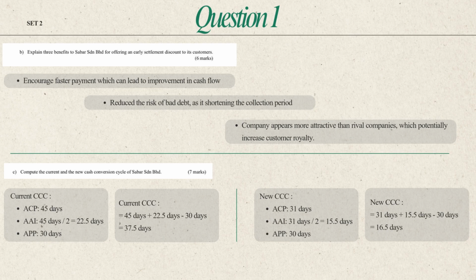Next is to calculate the new CCC. We are using the new average collection period, which is the 31 days we found in part A. We will add the new average inventory days, which is found by dividing 31 days by 2, which equals 15.5 days, and we will total the two up and subtract the APP, which is the 30 days, which equals 16.5 days. By comparing the two CCCs, we find out that the company's cash is trapped for a much shorter time in the new CCC.